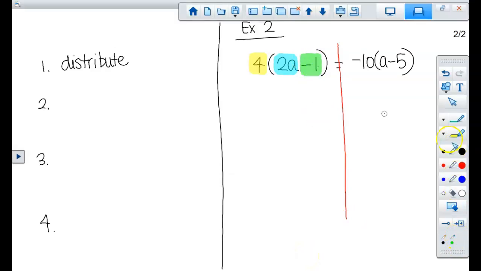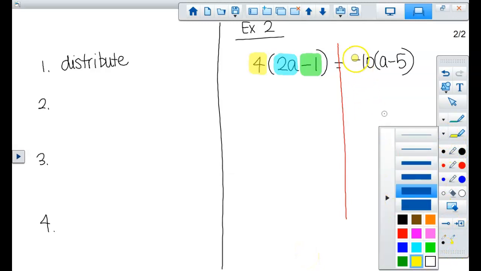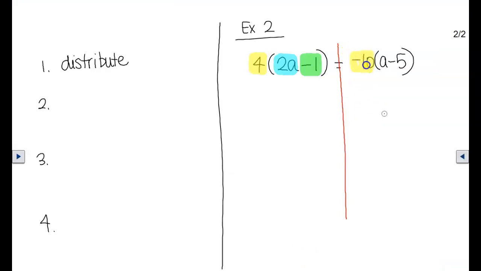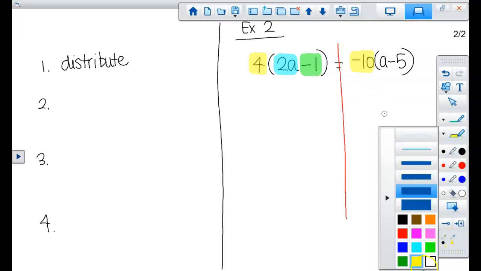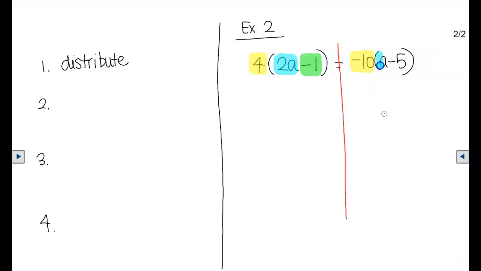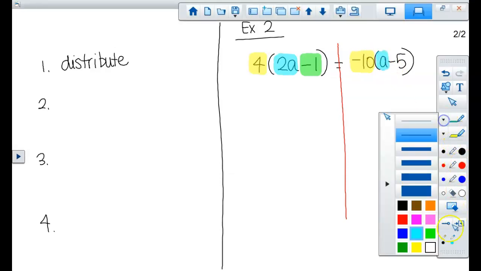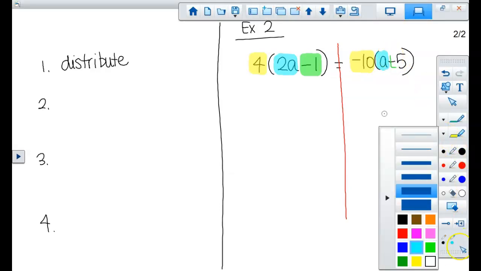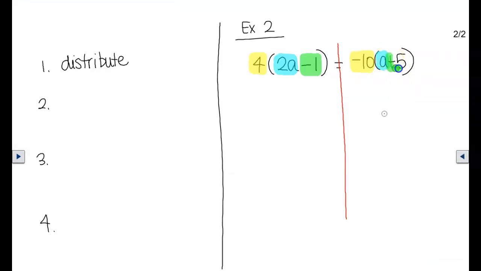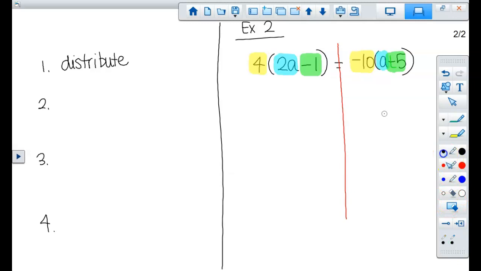All right, on the other side, I have the number negative 10, again being multiplied by a group, and the members of that group are a, which I know to be 1a, and then minus 5. Minus 5, which I know to be a negative 5. So I'm going to have to distribute on both sides of this problem.